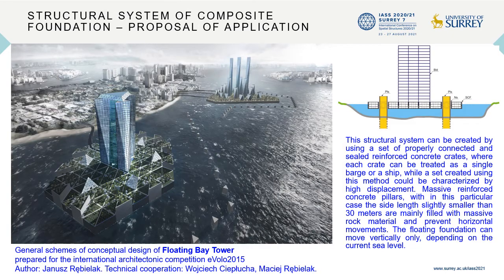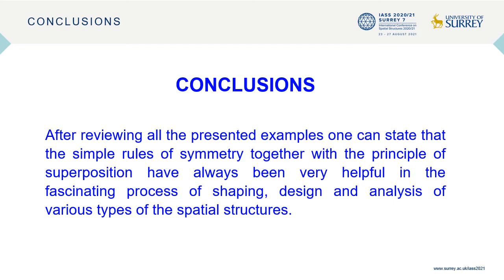The Floating Bay Tower is designed by application of similar waterproof boxes, and the complex can move vertically only, depending on the current sea level. The structural solution is proposed for objects located within tranquil bay areas, which in addition are surrounded by piers and special breakwaters that limit non-uniform and sudden sea level rises.